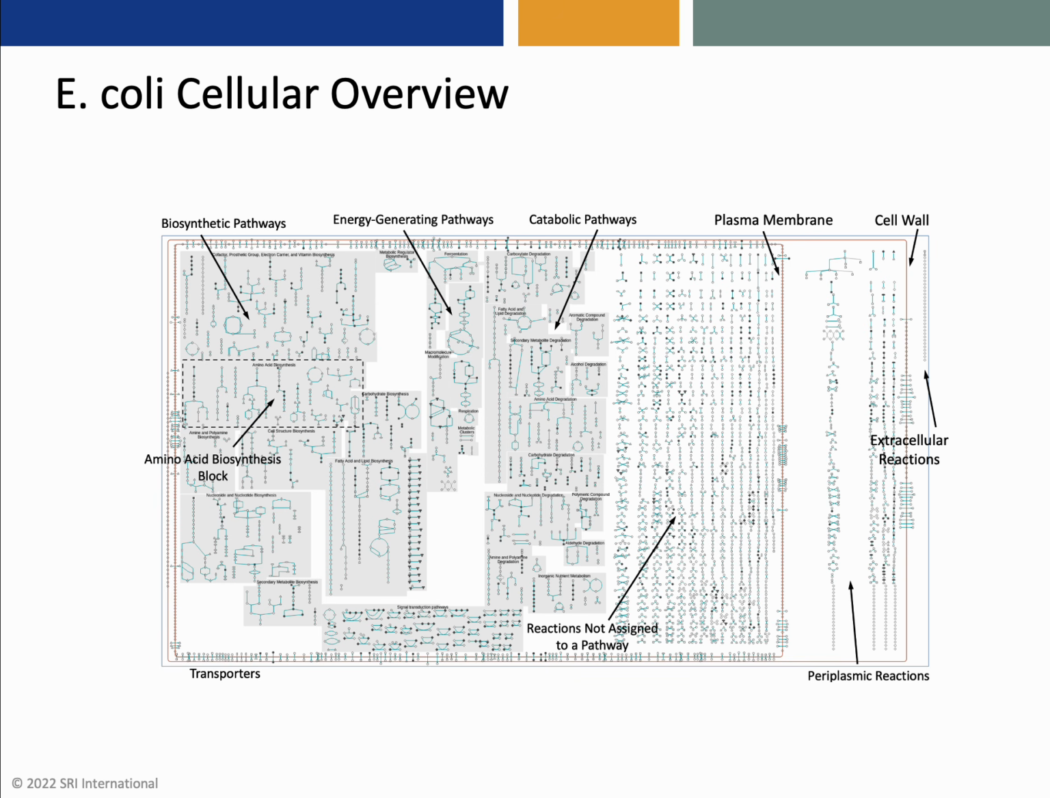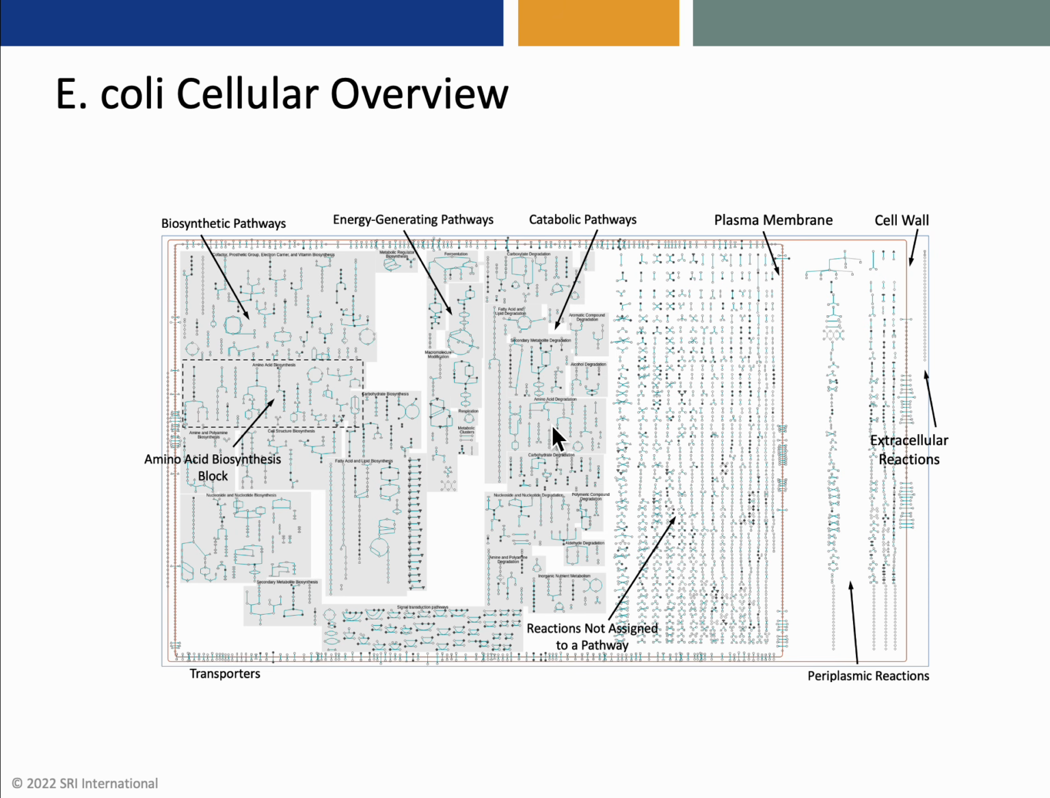Now, I'd like to indicate the structure of the BioCyc diagrams. They're all laid out using the same basic approach, which is to put catabolic pathways on the right side, biosynthetic pathways on the left side, energy pathways down the middle, and to have a plasma membrane and a cell wall and periplasmic reactions and extracellular reactions. These are reactions that occur in the cytoplasm but are not part of any particular pathway.